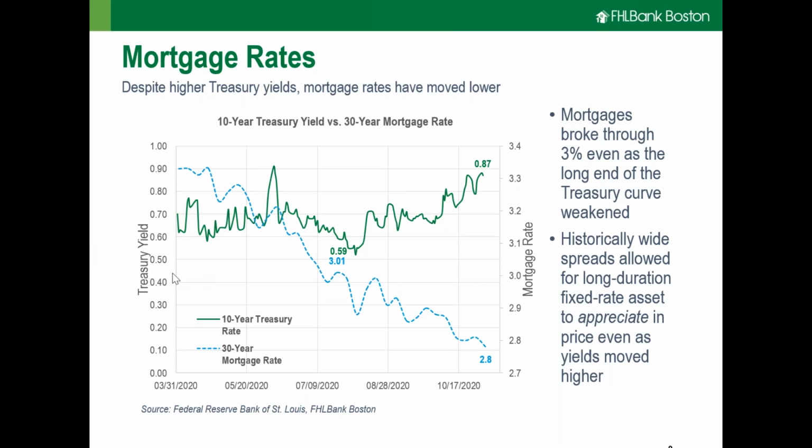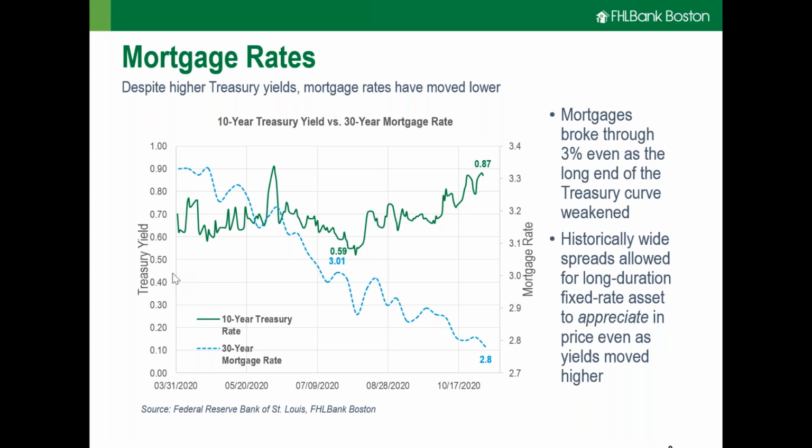So we're going to look at mortgage rates first here. This chart you're looking at is showing the 30-year fixed rate mortgage and the 10-year US Treasury. This is going back to the end of March. Normally, the 10-year Treasury drives mortgage pricing, but as you can see from this chart, that hasn't been the case in recent months. And if you go back to mid-summer, the 10-year Treasury bottomed at 59 basis points, but since then has gone up over 30 basis points.